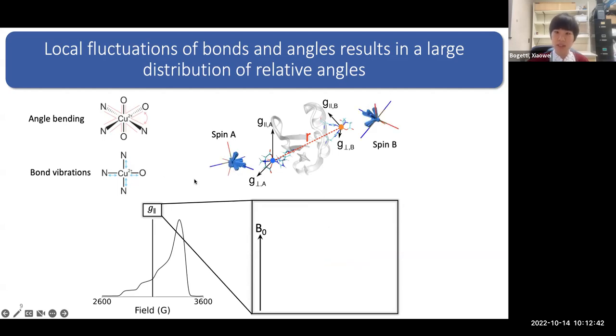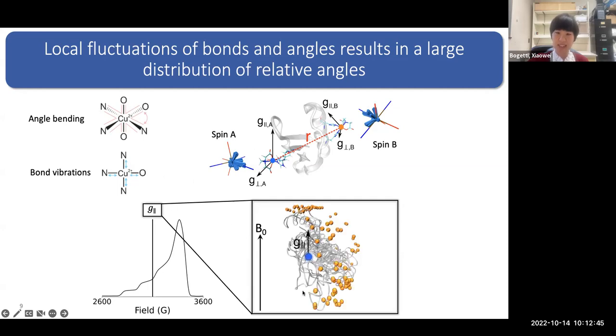Let's take in all the hundreds of snapshots into account. Again, aligning the G parallel with spin A and see where spin B is at. And we can see spin B is occupying a lot of space, indicated by those orange spheres, which is kind of like a meatball you are cooking in your pot, right? So that explains why at a single magnetic field, we can excite so many molecular orientations. So X-band doesn't show any orientational selectivity using this particular spin label.